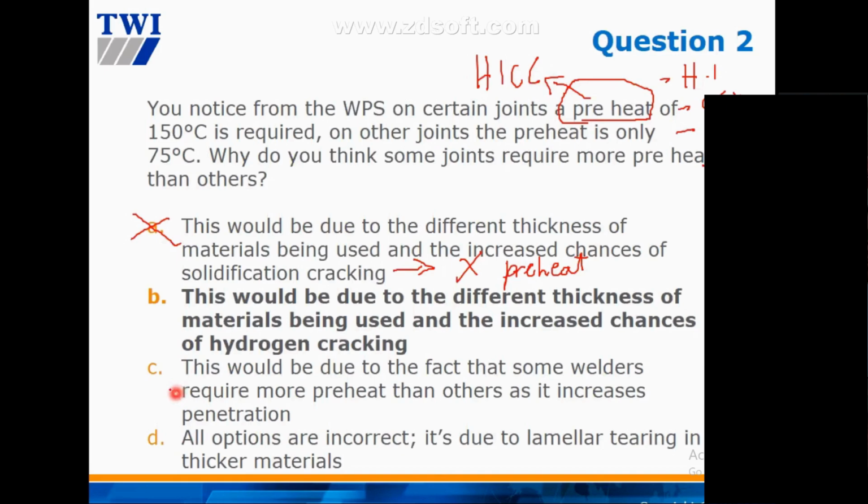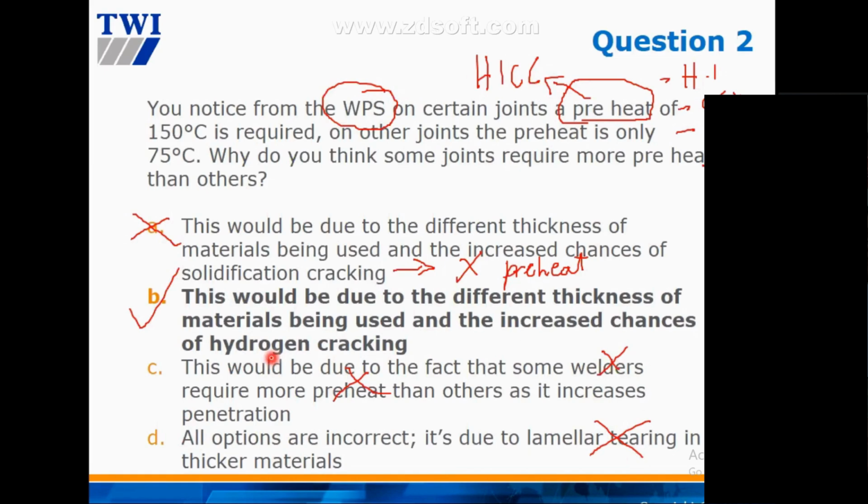All right, why is answer C wrong? You said this will be due to the fact some welders require more preheat. It's not a welder. This is WPS. So the welder must follow WPS. It's not a requirement by the welder. So the option about lamellar tearing is also a wrong statement. So the best answer goes to B. This will be due to different thickness of metal being used and increased chances of hydrogen crack.